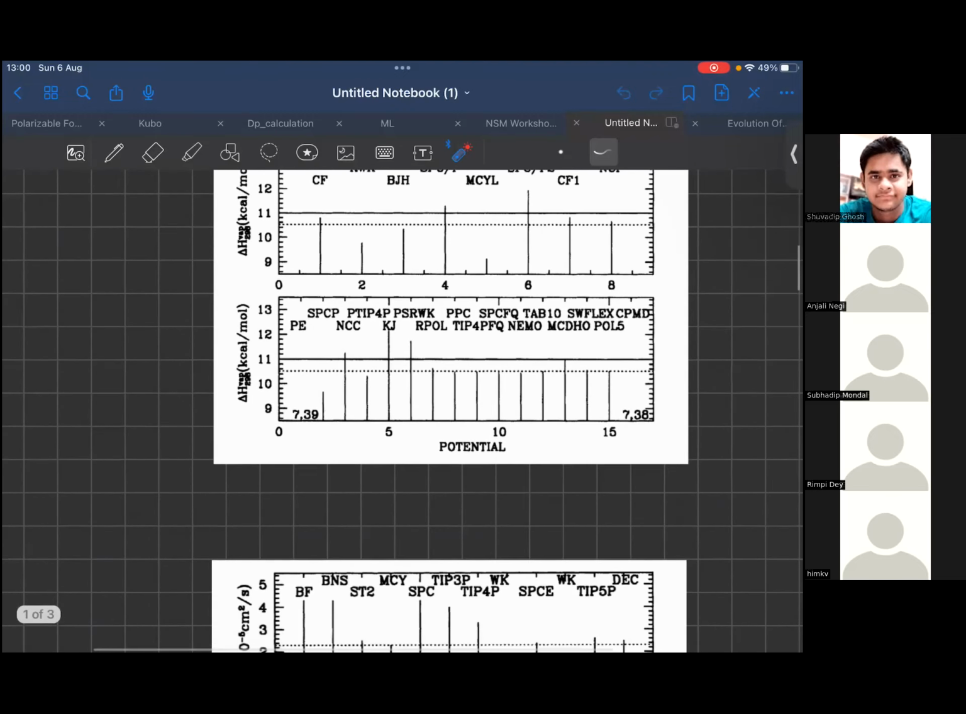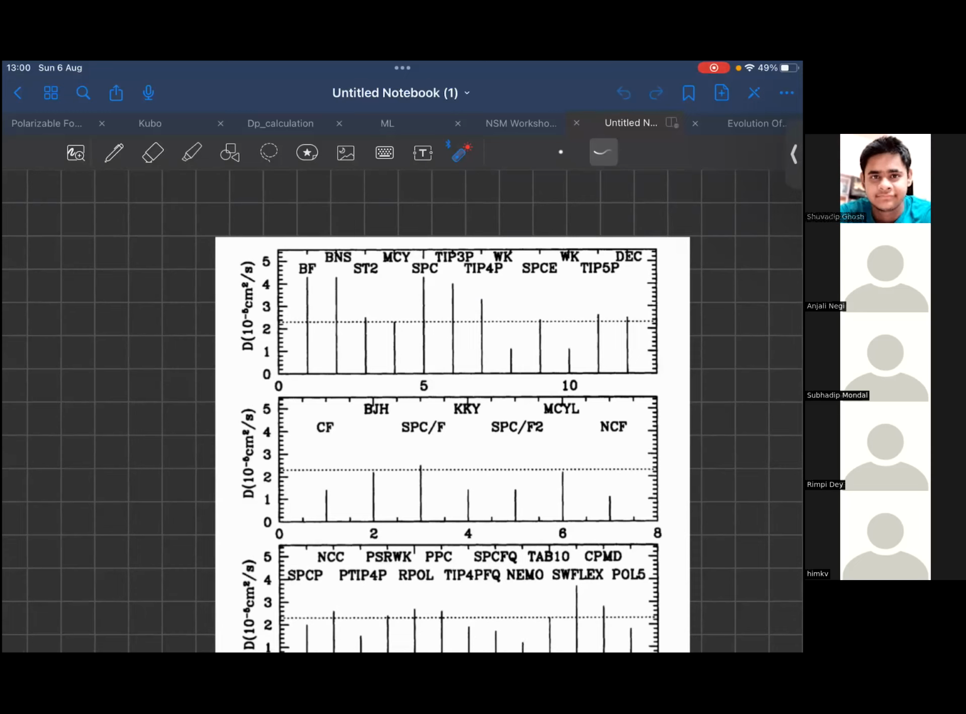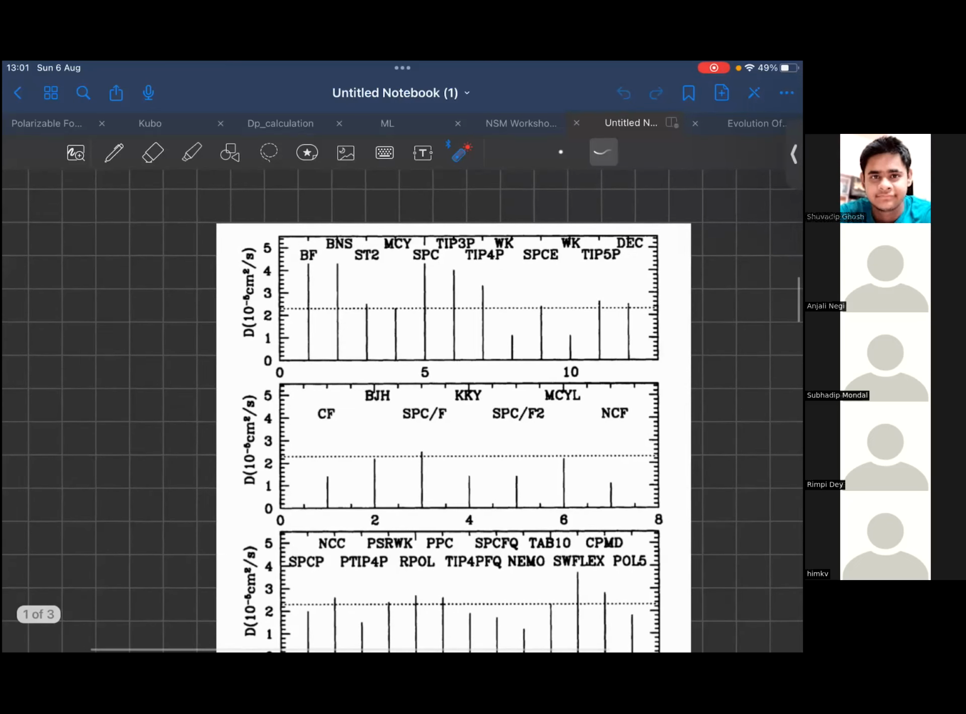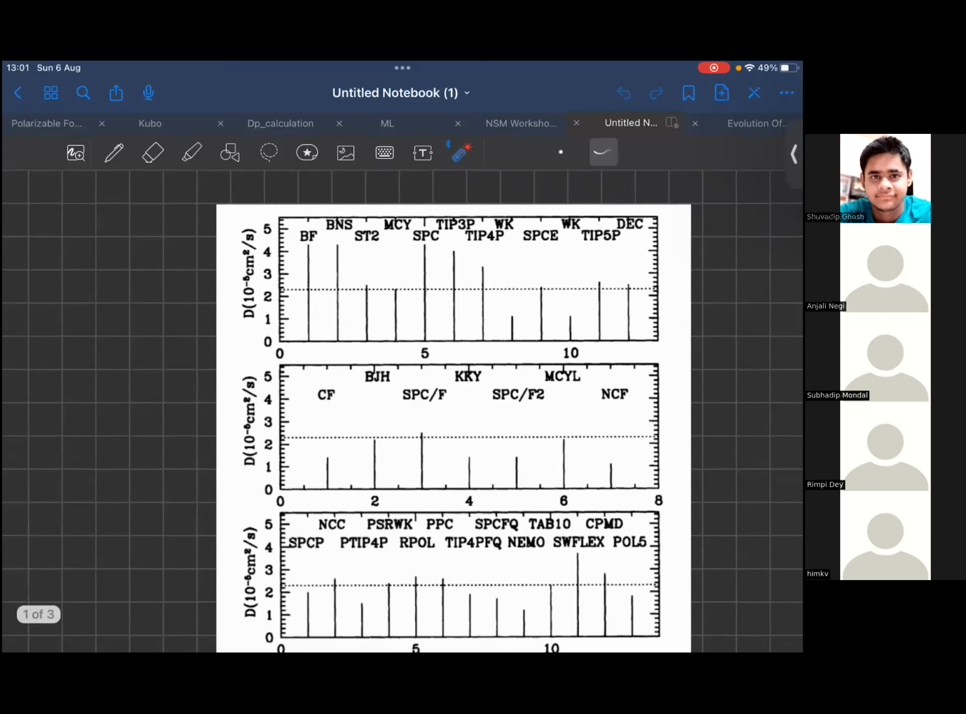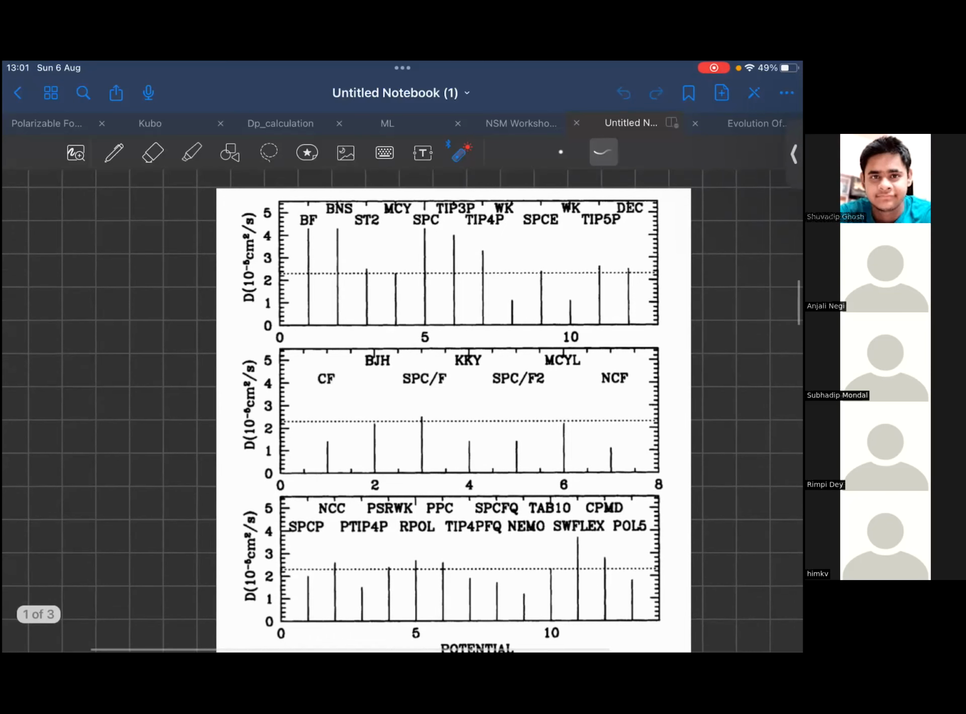Okay. So after that, if we compare the next thing, which is the diffusivity. As you know, the self-diffusion coefficient is very important because it measures the mobility of water molecules. It's an indicator of the influence of hydrogen bonds on the translational motions between the water molecules. As an experimental value for water, they have marked it with this dotted line. The experimental value is something around 2.3 into 10 to the minus 5 centimeter square per second.